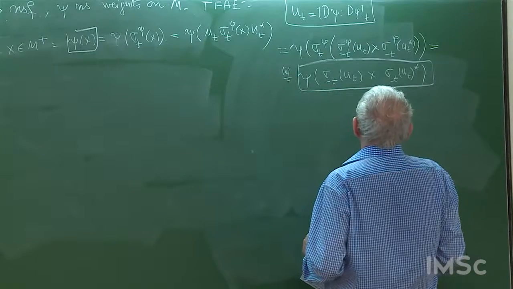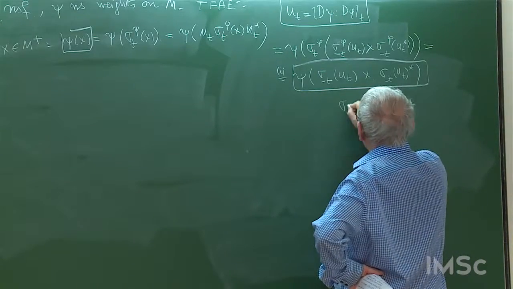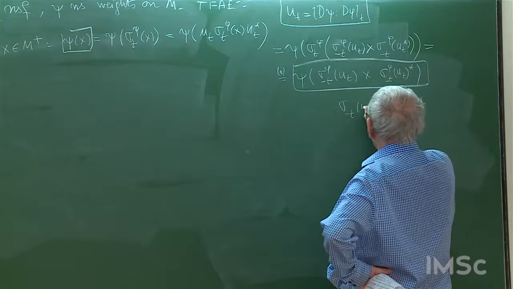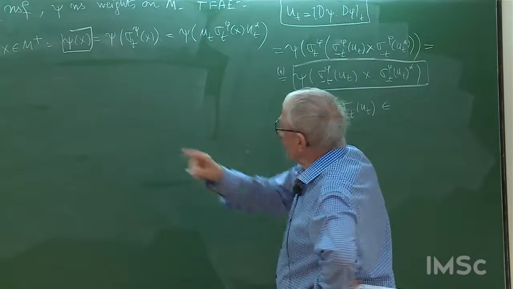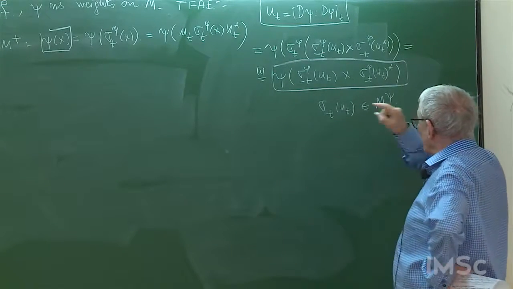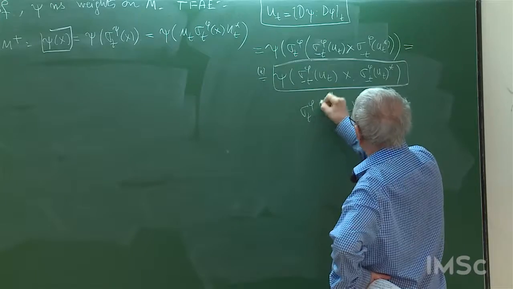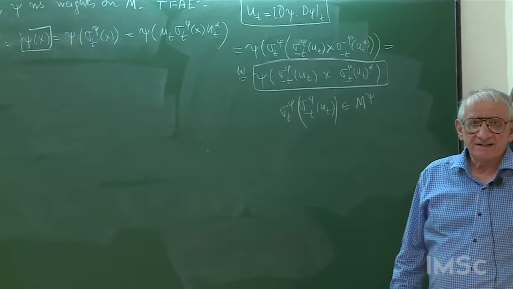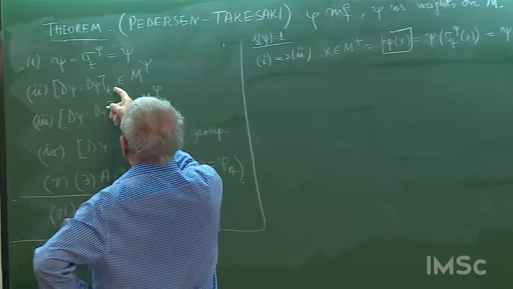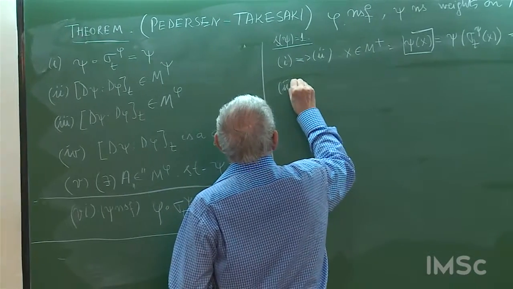But this means, by the properties of the centralizer, that sigma minus t phi of ut belongs to the centralizer of psi. Because psi is sigma t phi invariant, the centralizer is sigma t phi invariant, so sigma t phi of this will also be in M psi. But this is exactly ut. And this is exactly assertion 2. Okay. Now, I will prove that 2 implies 4.